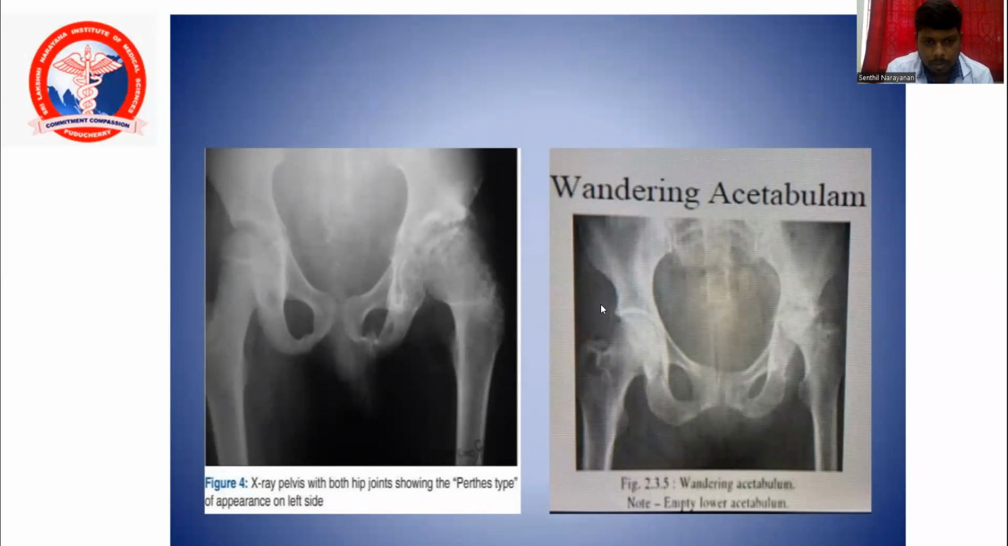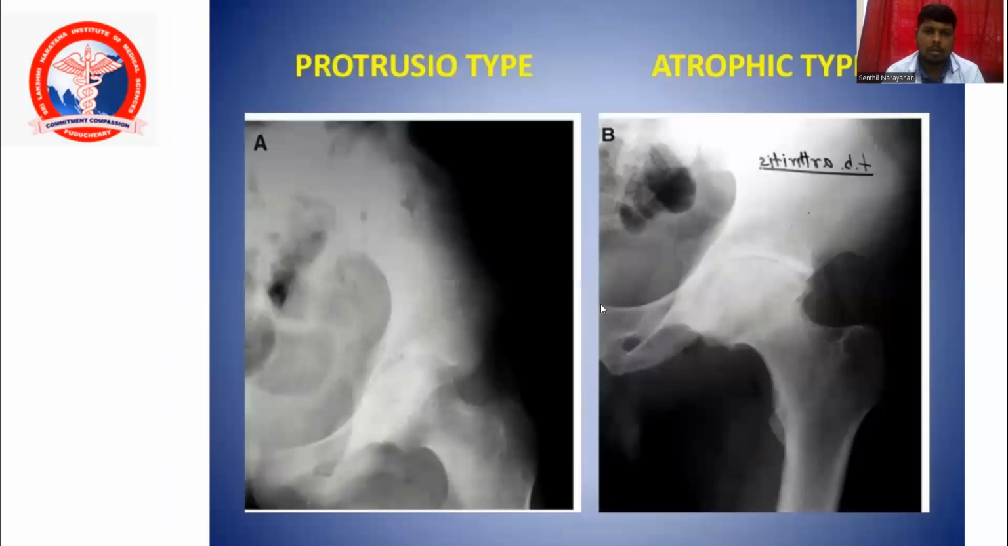So X-ray pelvis with both hip joints showing the Perthes type of appearance on the left side. Wandering acetabulum, not the empty lower acetabulum. So the acetabulum has migrated proximally and dorsally. That is, an empty acetabulum is there. Perthes type and the wandering acetabulum. So this is the protrusio type and this is the atrophic type.